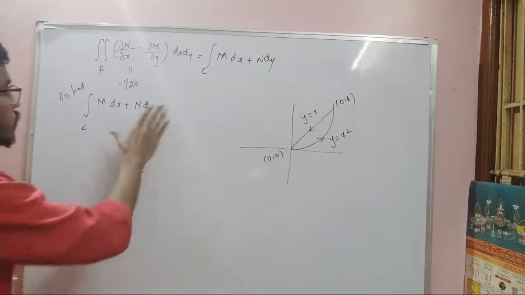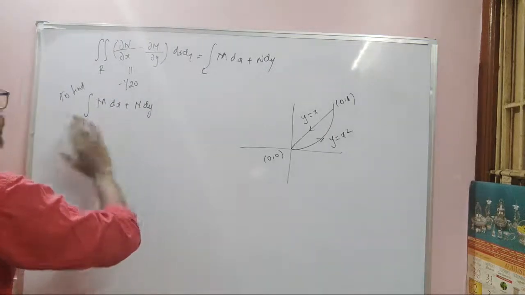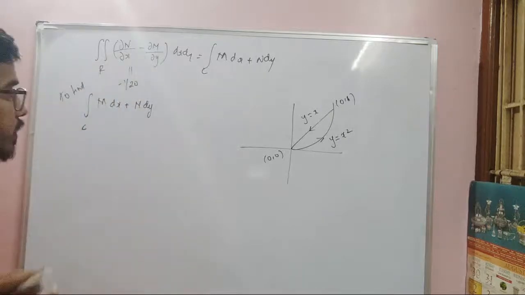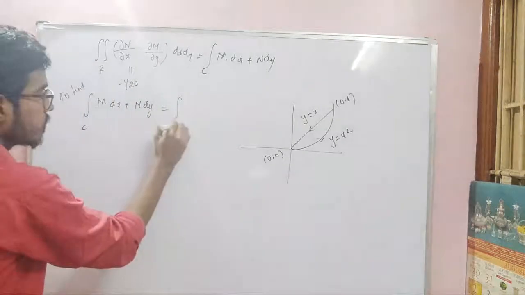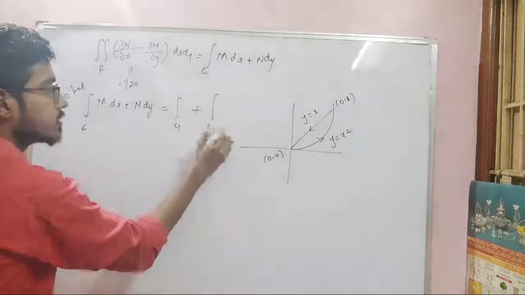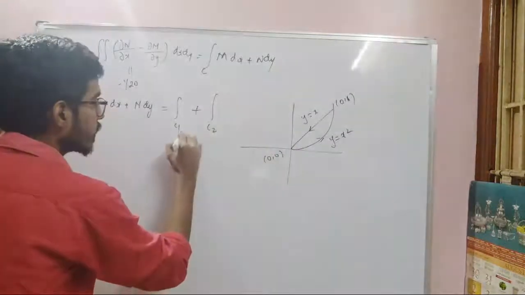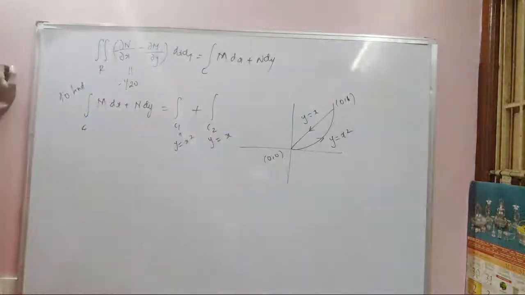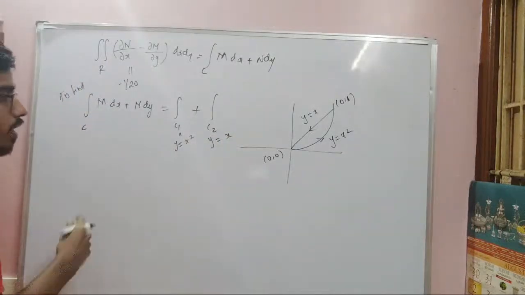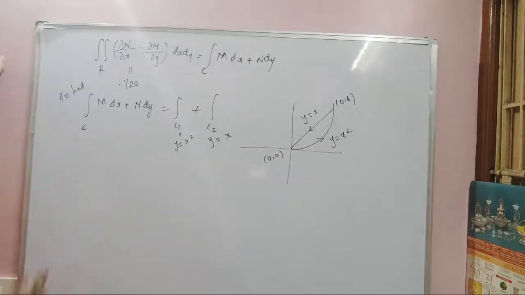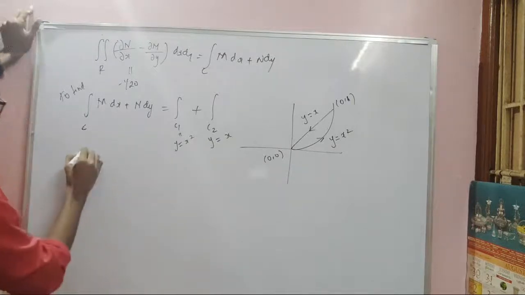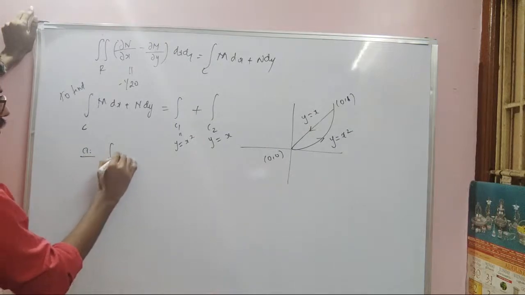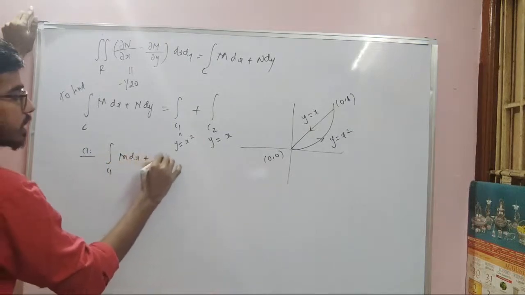Yes. So now we need to evaluate the integral over C of m dx plus n dy. We have shown this is equal to minus 1 by 20. So I am going to find this as the integral over C1 plus C2, where C1 is y is equal to x square and C2 is y is equal to x, right? So we are going to separate it into two parts. Again this is a line integral, and we have solved a lot of line integral problems. So first we will find C1, the integral over C1 of m dx plus n dy.